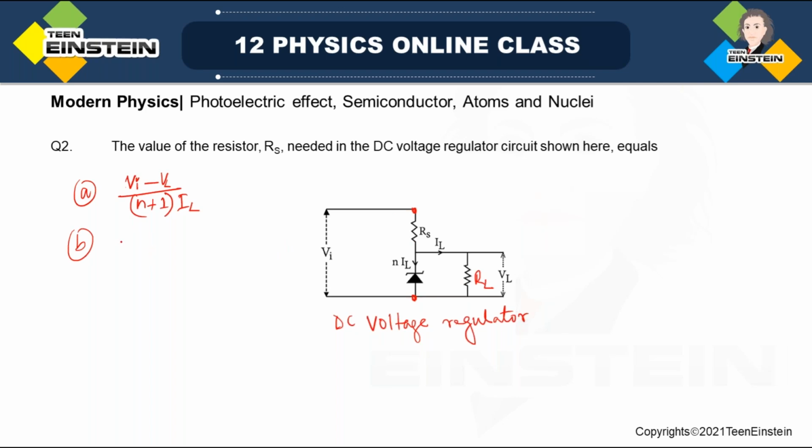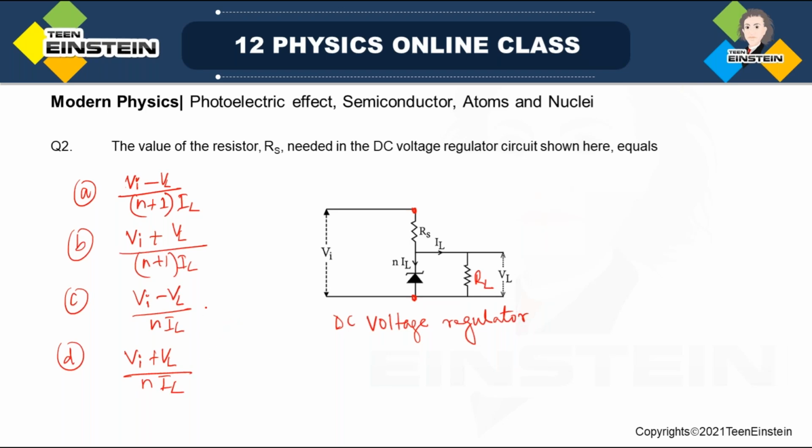Then the second option is the same with a positive sign here. Option C is VI minus VL divided by N into IL. And the fourth option is VI plus VL divided by N into IL. So these are the options.